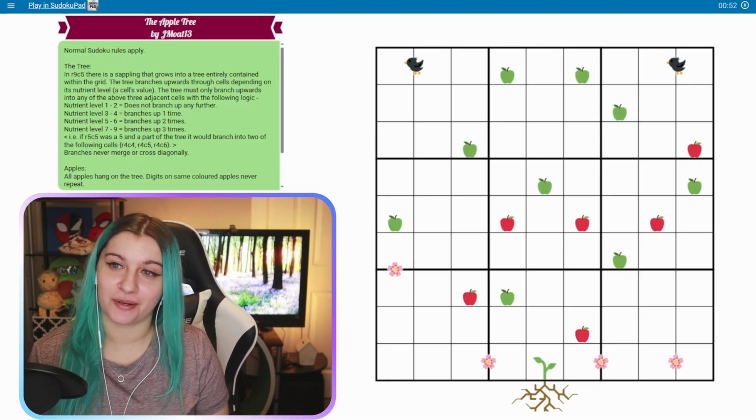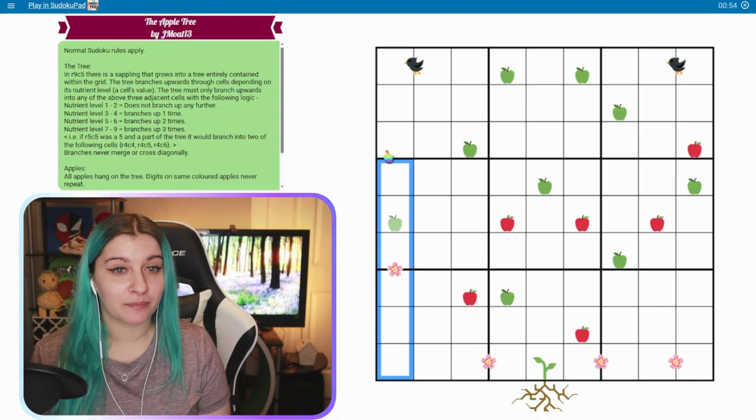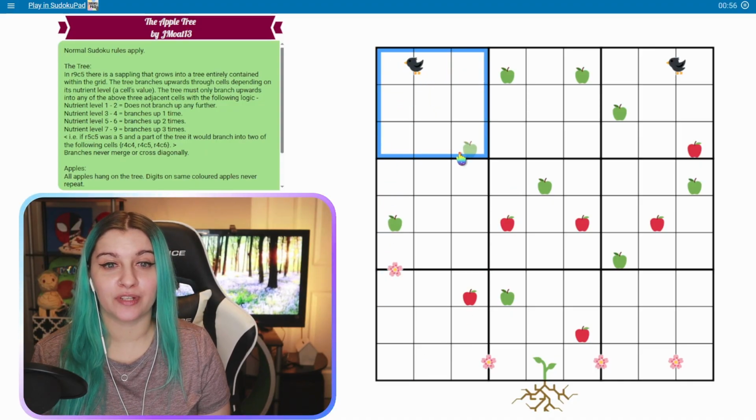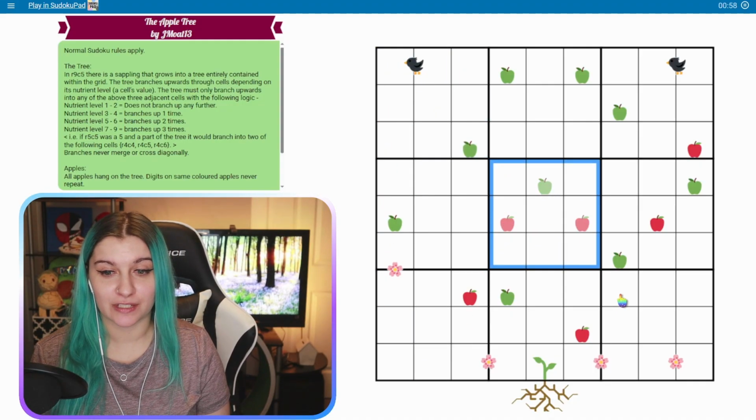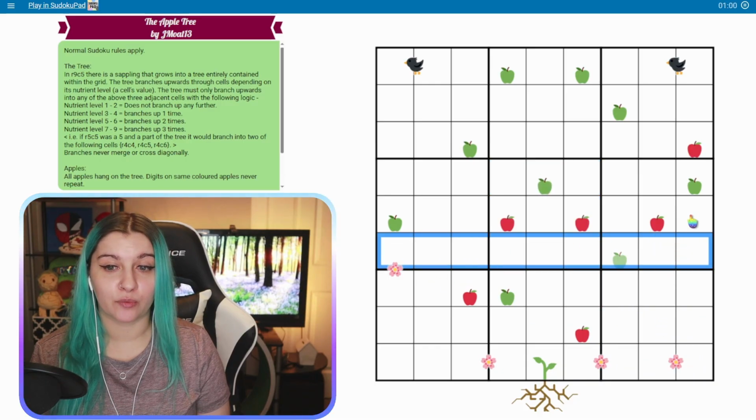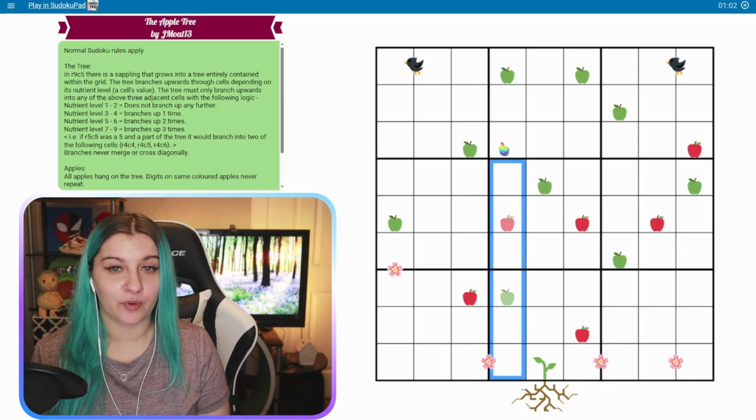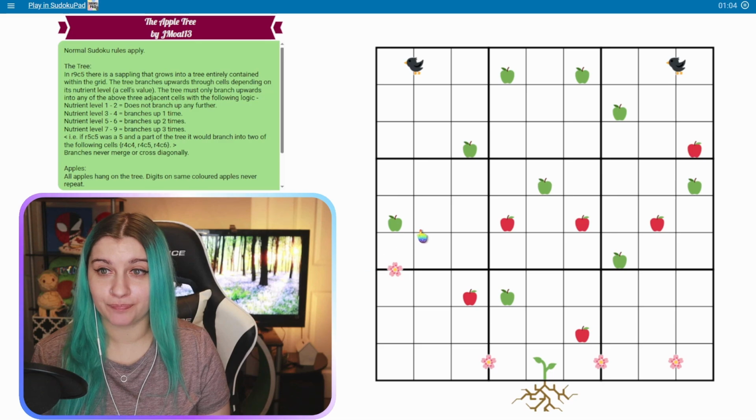Today, normal Sudoku rules apply. So we have a 9x9 puzzle, so we'll need to use the numbers 1 through 9 once each in every one of these 3x3 boxes. Every row and every column, we'll have to figure out where those go.